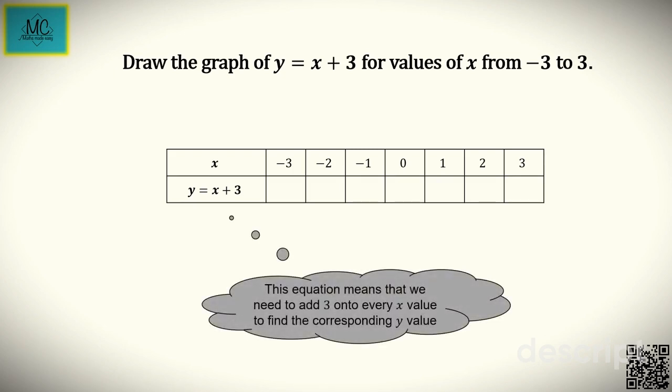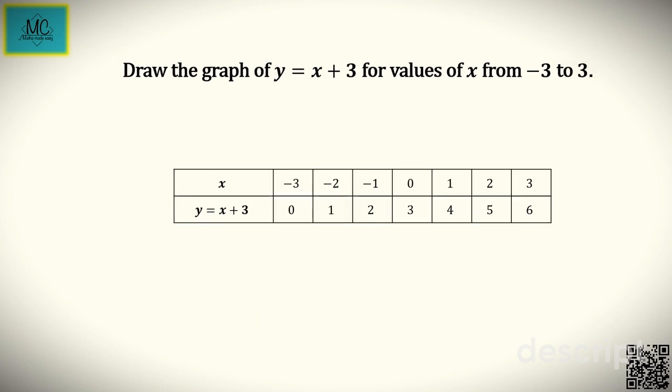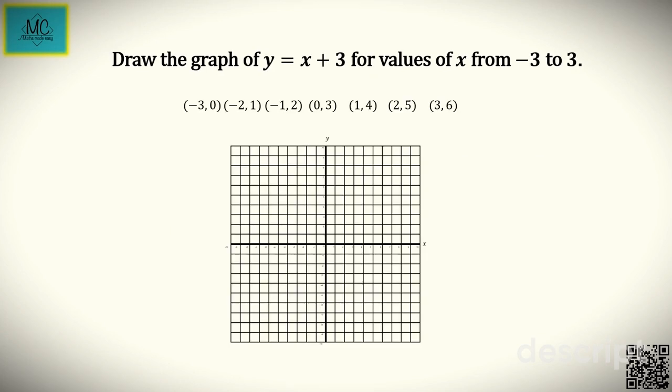If you do that, you put minus 3 plus 3, which is going to be 0. Similarly, minus 2 will give 1, minus 1 gives 2, 0 gives 3, then 4, 5, and 6. And this is how I'll get all my answers for y is equal to x plus 3. Now, after getting all the answers, we know the coordinates, and as per the coordinates, I'm able to plot my graph.